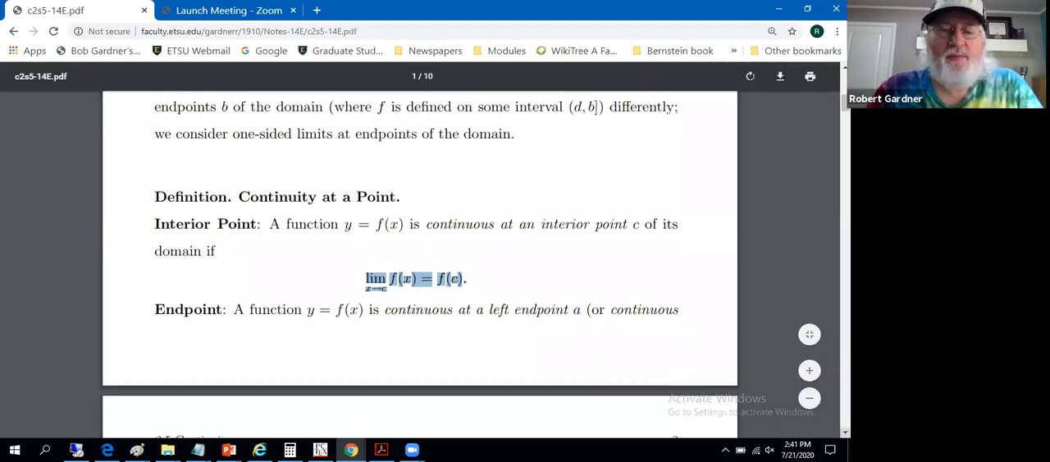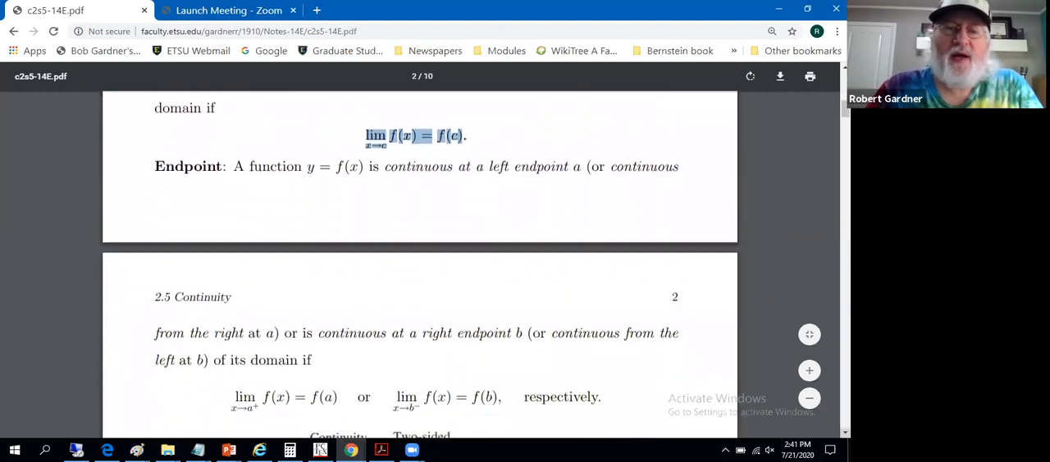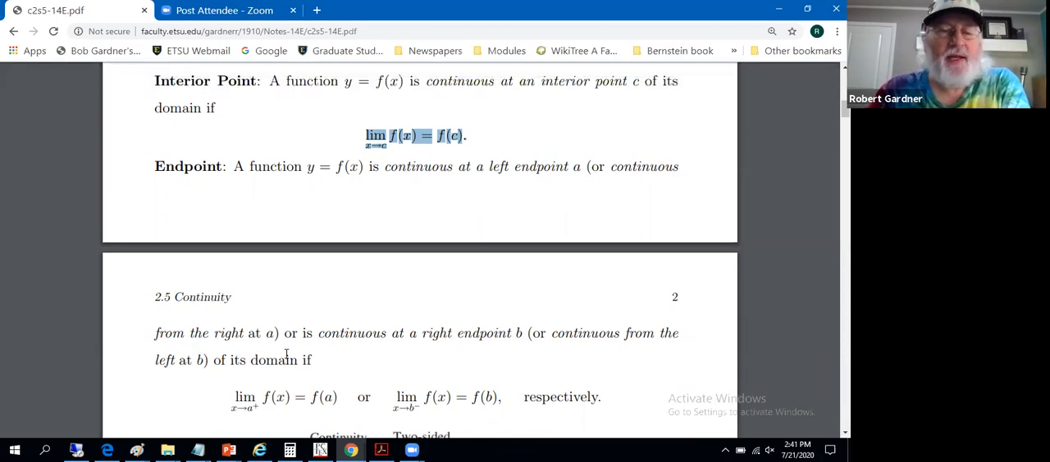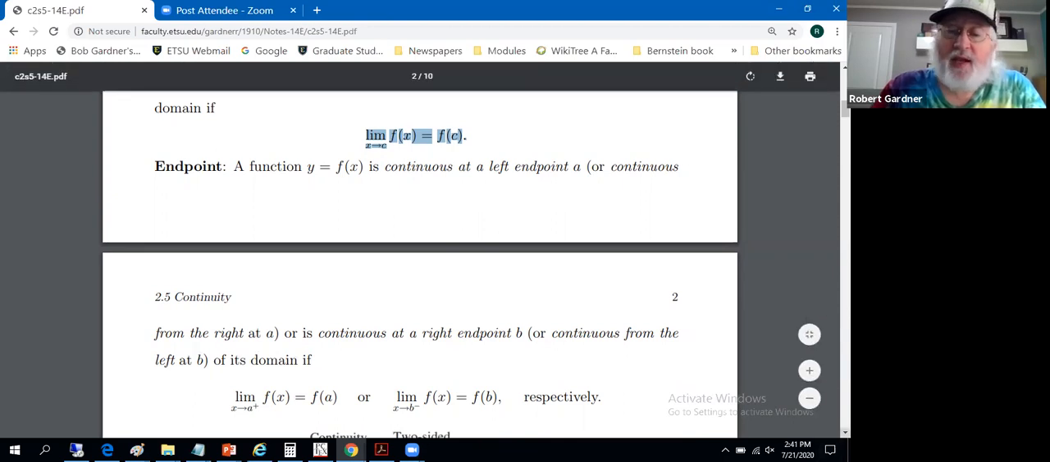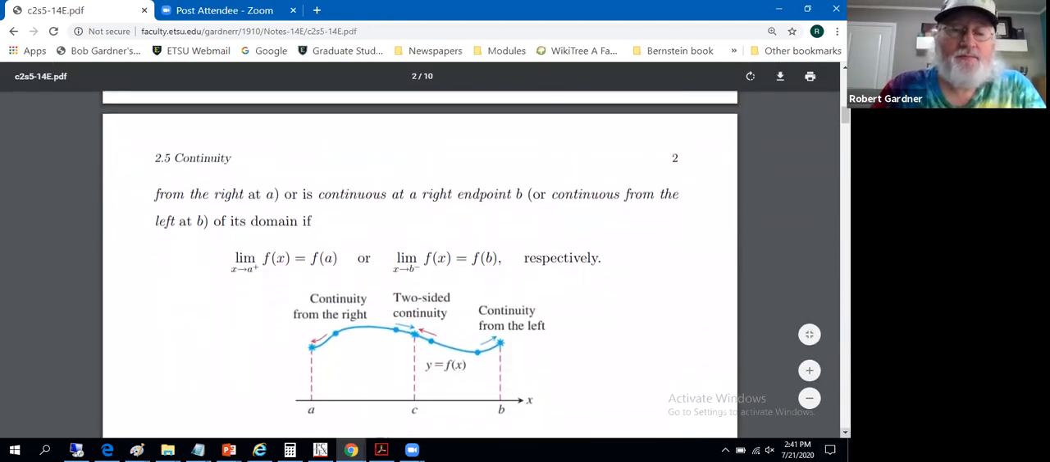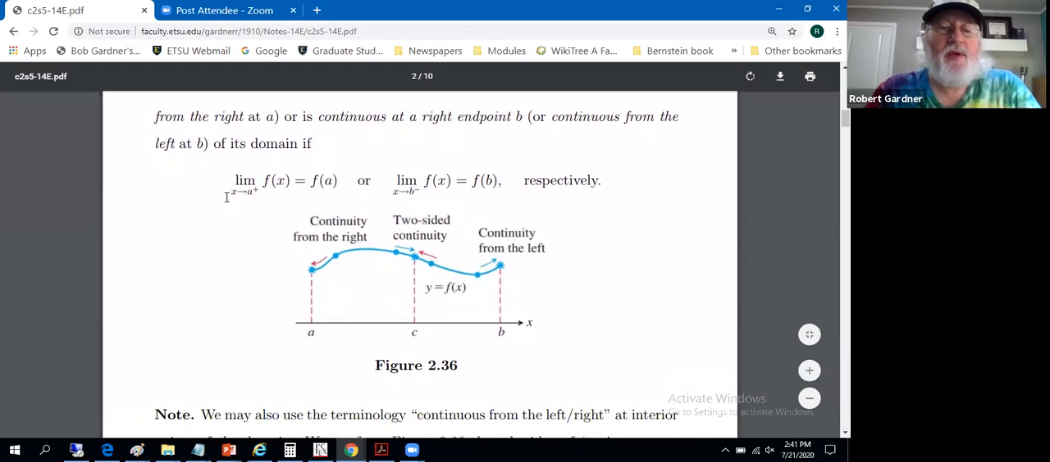In terms of endpoints of the domain, we'll make the following definitions. The function y equals f of x is continuous at left endpoint a, or continuous from the right. We'll have a picture to elaborate on this left-right stuff in a second. Or is continuous at right endpoint b, or if you like, continuous from the left at b, if the following one-sided limits hold. And here's our picture.